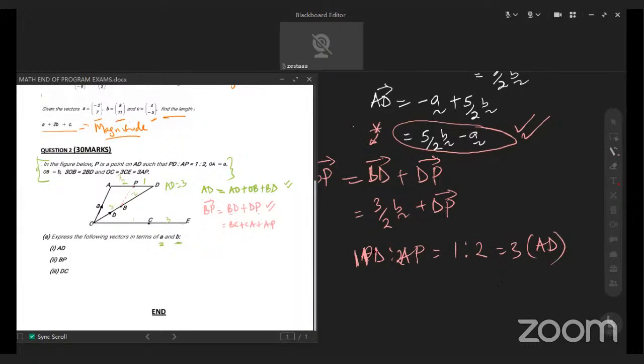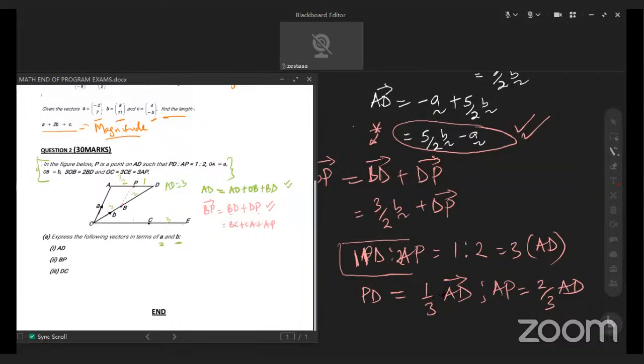So what does this mean? It means that your PD is 1 out of 3 of AD. I don't know if we get that. Then your AP will be 2 out of 3 of AD. That's what you'll be having. How are we getting this? We are getting this from the ratios that we've been given. So PD is equal to 1 out of 3 of AD, and AP is 2 out of 3 of AD.